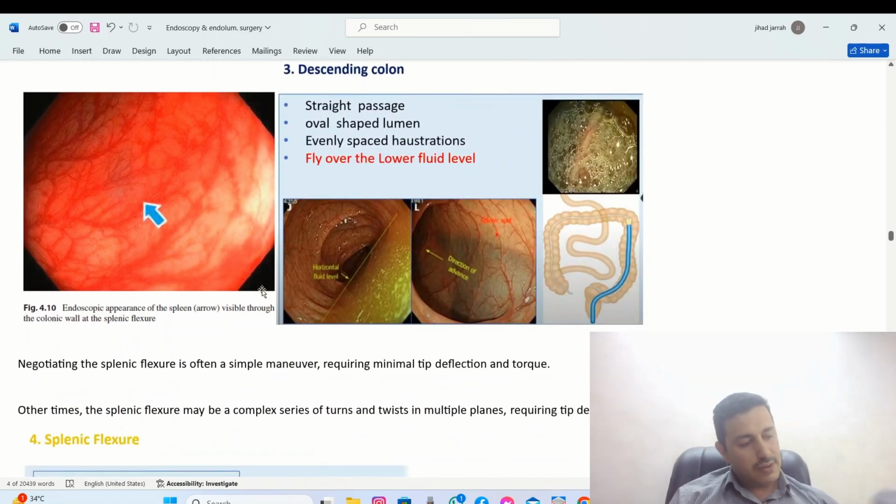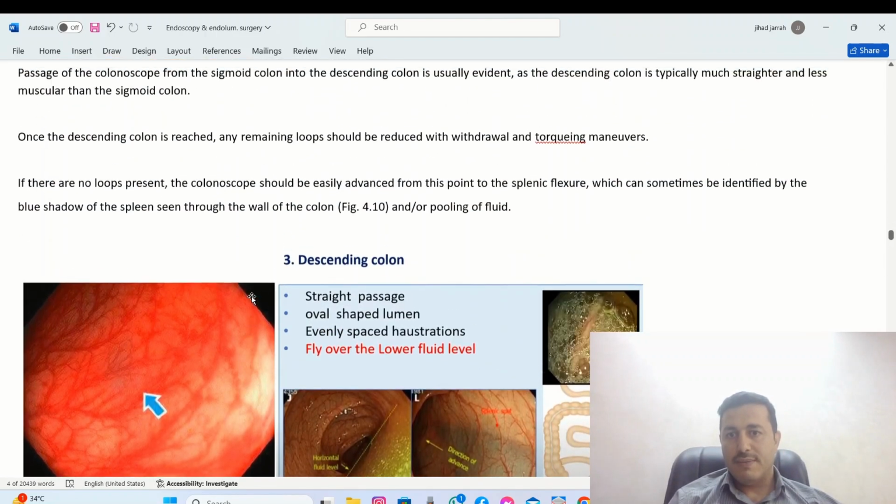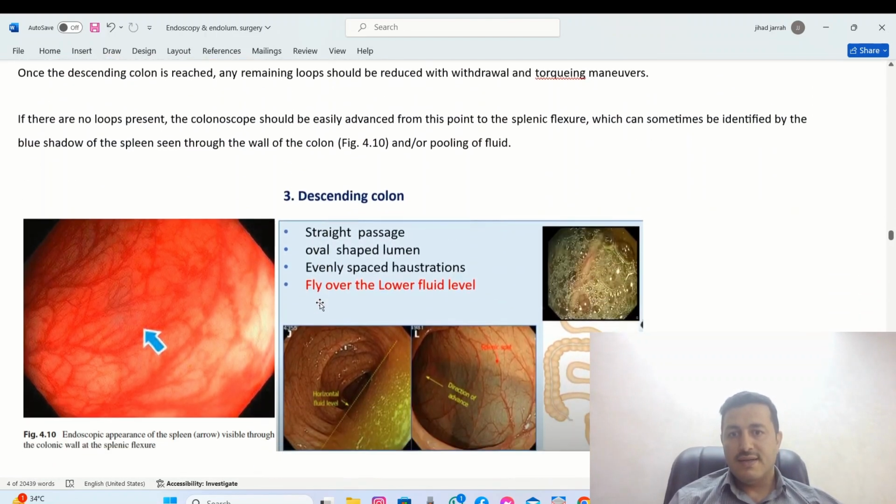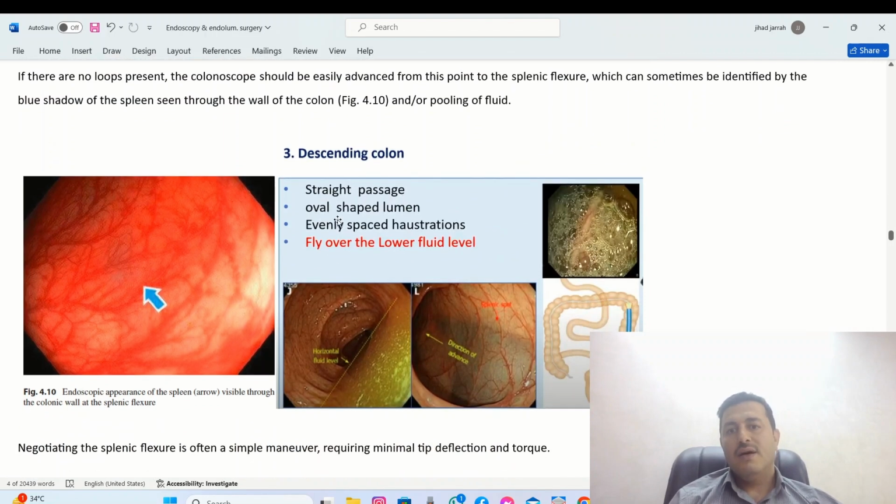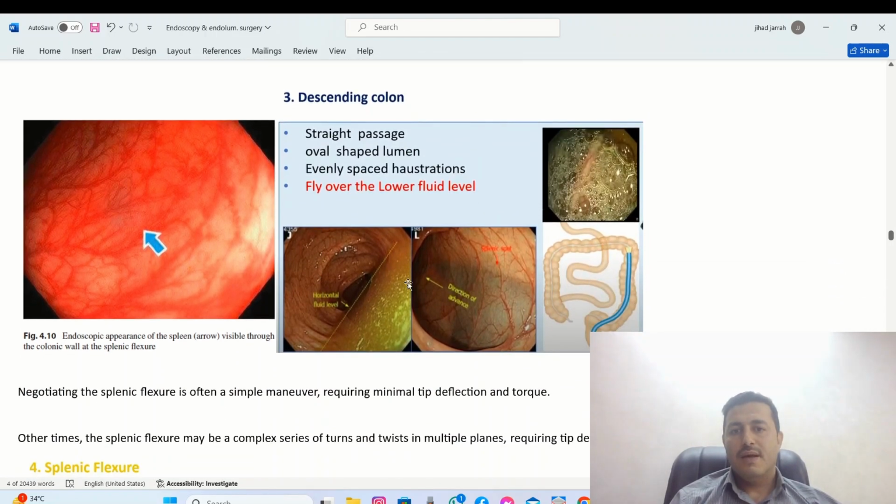What else do I want to add about the descending colon before talking about the splenic flexure? This is the descending colon. It's a straight oval in shape. You can face fluid here and suction it. We said the suction technique is short repeated suction with low force, because if you suction very fast, the mucosa can get stuck to the scope.